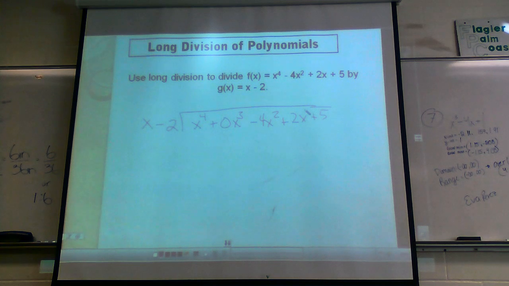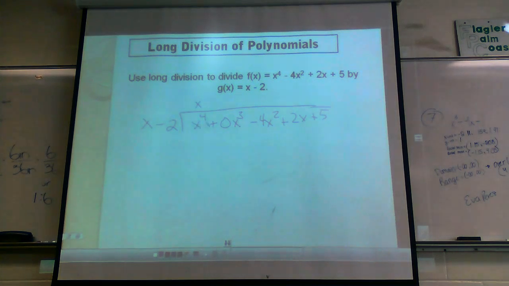Now, when you get here, do you remember the process from here with the long division? Think it over. How many times does x go into x to the fourth? It's how many times this x goes into this x. Where do you put the number? Up top, just like regular long division.